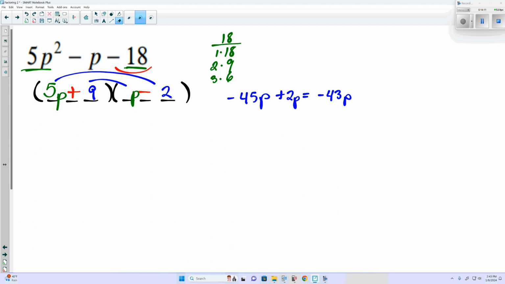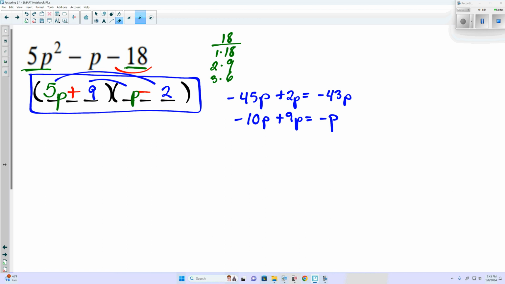5p times negative 2 is negative 10p. 9 times p is positive 9p, or plus 9p. And negative 10p plus 9p is negative 1p, or just negative p, which is the middle term we wanted. Questions on any of this here? Are you ready for the next one?